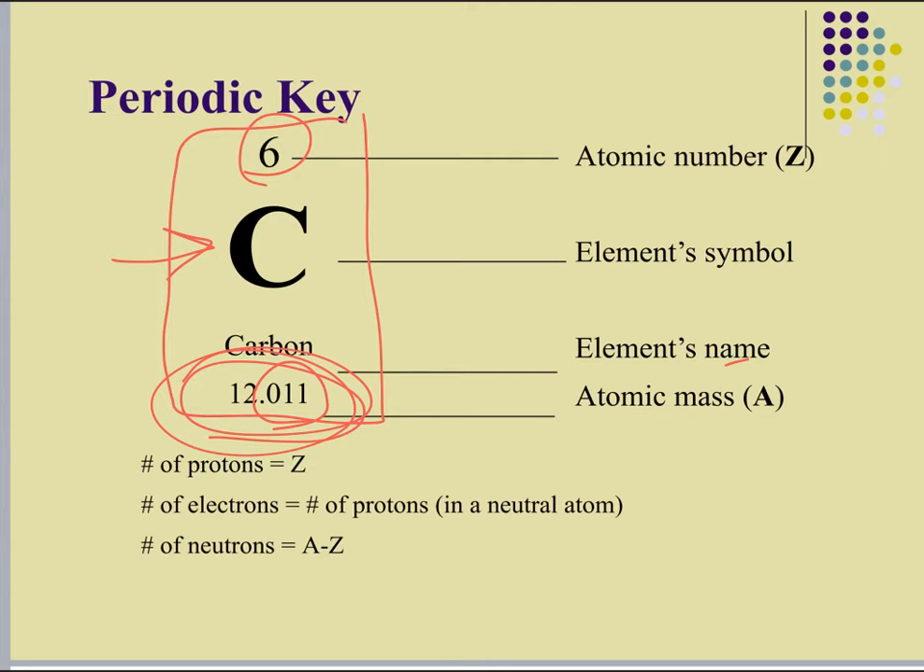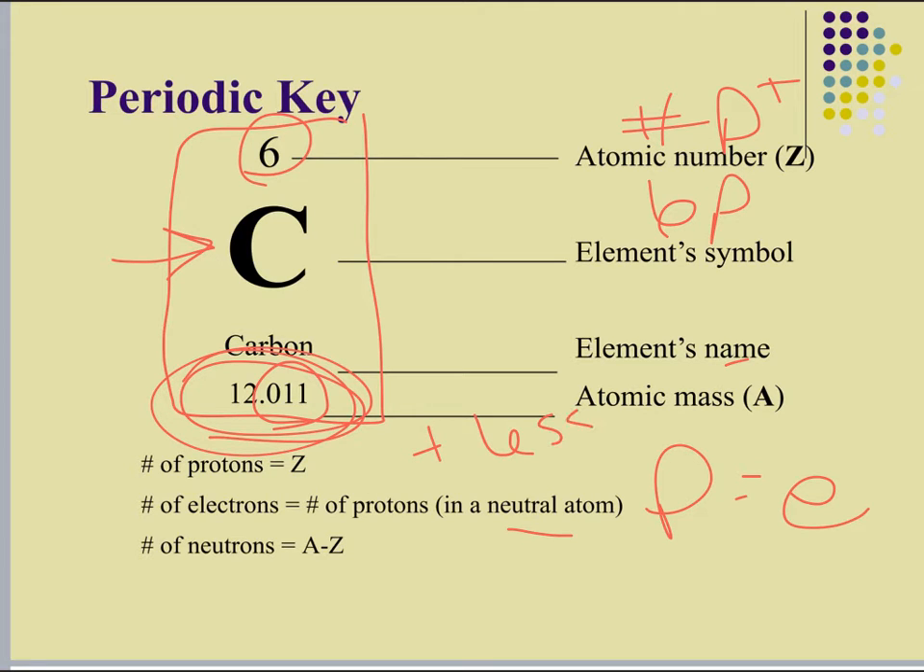Just wanted to review real quick how to count up how many protons, neutrons, and electrons there are based on these numbers. So the number of protons is always going to equal the atomic number. So if the atomic number is 6, that means I have 6 protons. If I do not have an ion, notice how it says it's a neutral atom, then the number of protons equals the number of electrons. If you do have an ion, if it's positive, you have that many fewer electrons, and if it's negative, you have that many more electrons.